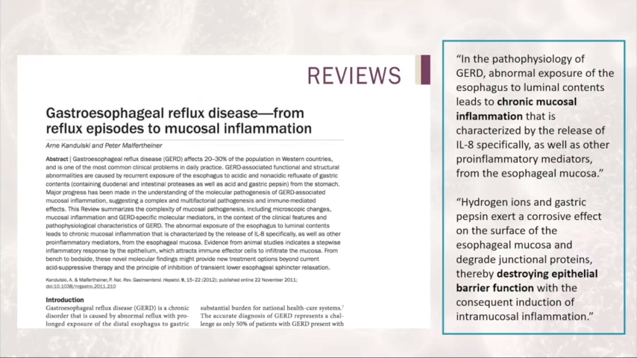Gastroesophageal reflux disease or heartburn is another condition where acid can reflux into the esophagus. And so we know that when this occurs and there's chronic mucosal inflammation, there's release of interleukin 8, which is a pro-inflammatory mediator from the lining of the esophagus, and that this acid type fluid that has a corrosive effect on the esophageal tissue can degrade the junctional proteins, and this can help contribute to destruction of the epithelial barrier, and as a result, inflammation inside the lining of the tissue.